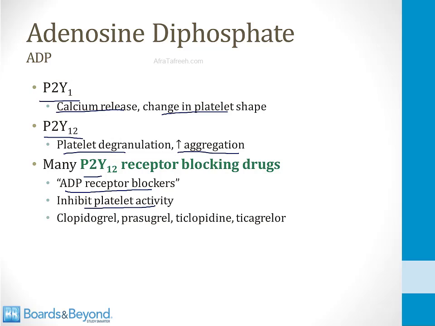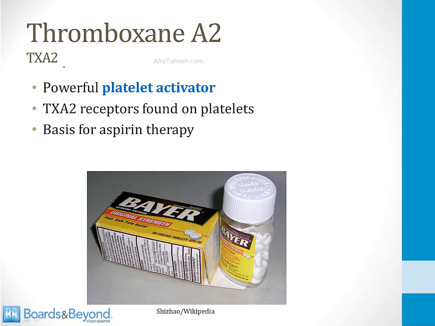We'll talk about these drugs in more detail in the module on antiplatelets, but they go by names like clopidogrel, prasugrel, ticlopidine, and ticagrelor. Another very powerful activator of platelets is thromboxane A2. Thromboxane A2 receptors are found on platelets, and this is the basis for aspirin therapy. Aspirin blocks formation of thromboxane A2.